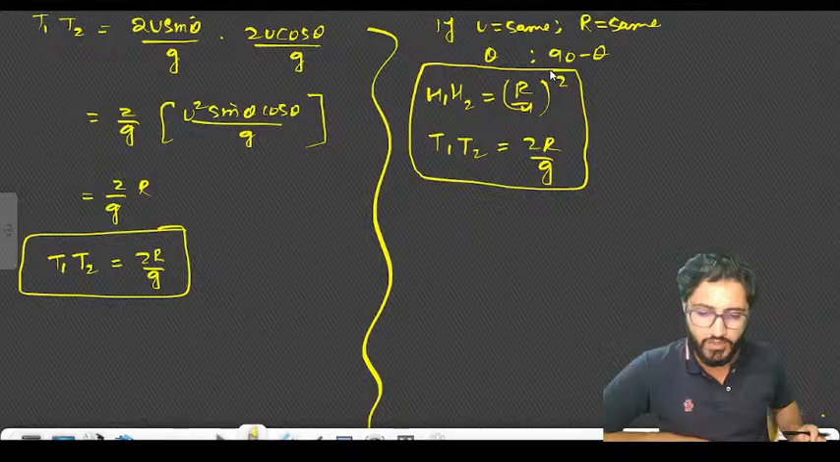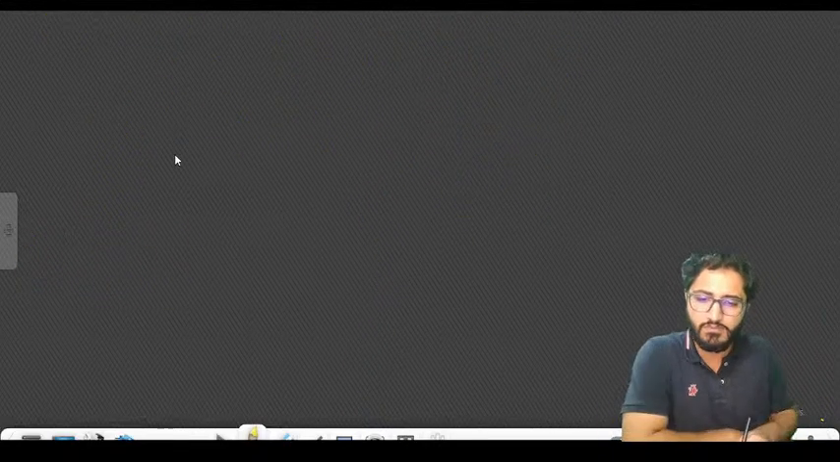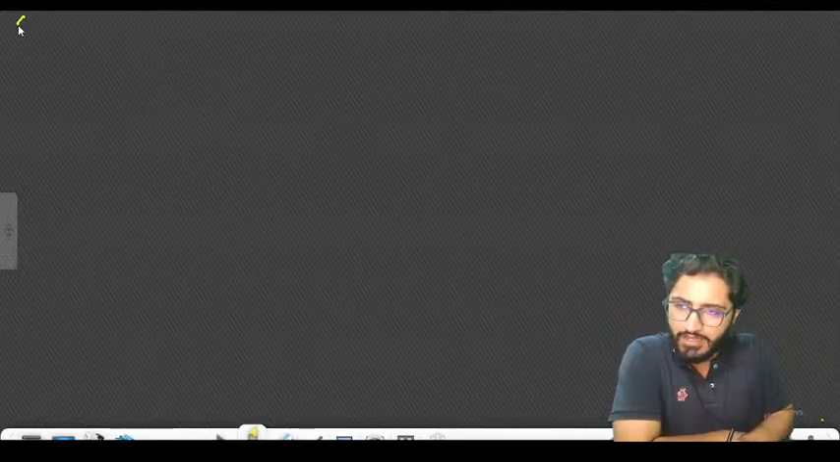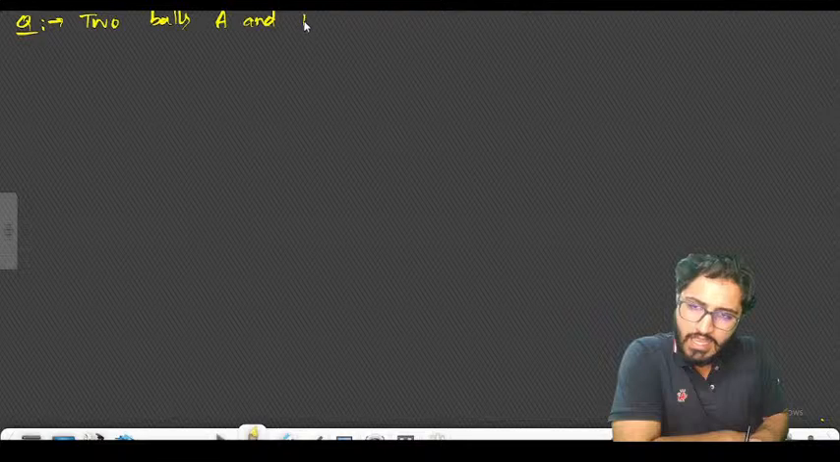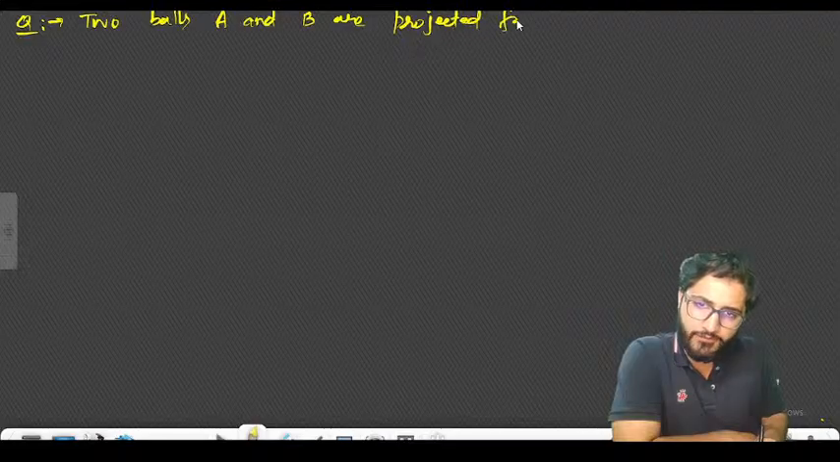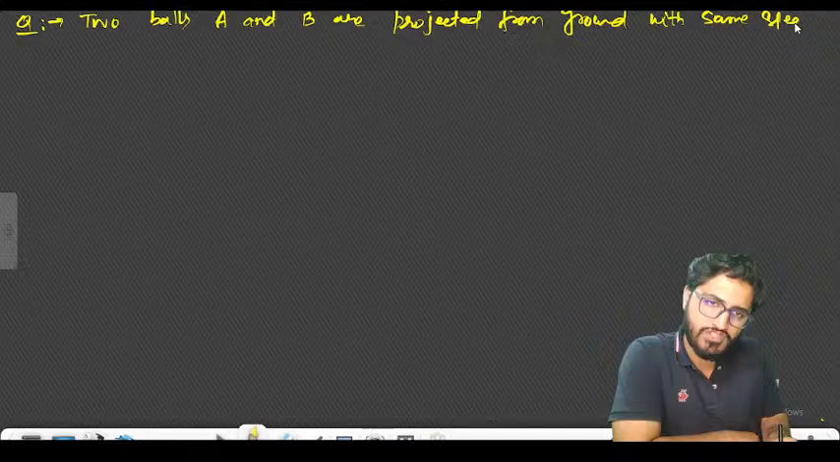Okay. If this thing is done now, let us do a numerical. Numerical is like two balls A and B are projected from ground with same speed.